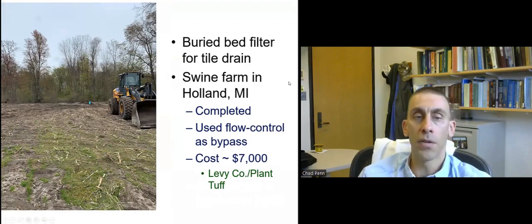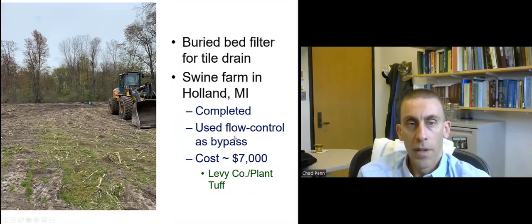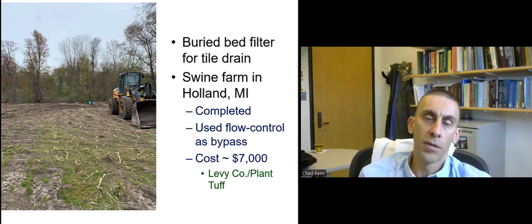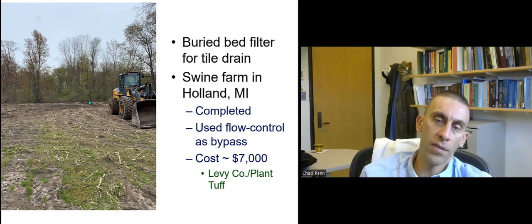Not much to look at after it's built since it's underground, but a bed is a lot cheaper, and you can build them a lot bigger compared to using a tank. This costs $7,000, and it's going to remove a lot more phosphorus than a smaller mass of media that you can hold in a tank. So there's advantages and disadvantages to both.